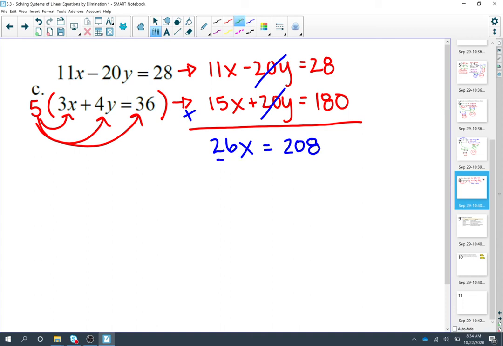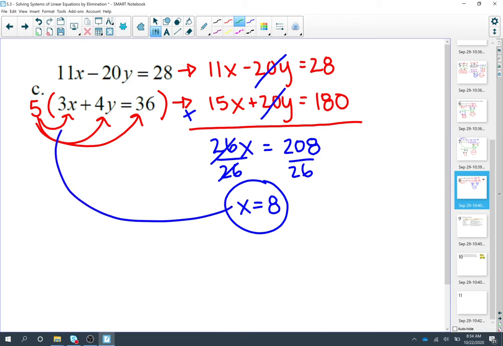Then we're going to divide both sides by 26. 208 divided by 26 is 8. So x equals 8. Then we're going to go back and substitute that in. Again, it doesn't matter where. I'm going to substitute it back into this equation on the bottom, just because I really don't want to multiply by 11. I'd rather multiply by 3. And you don't need the 5, because that's the equation over here.